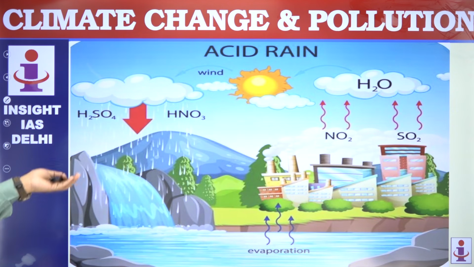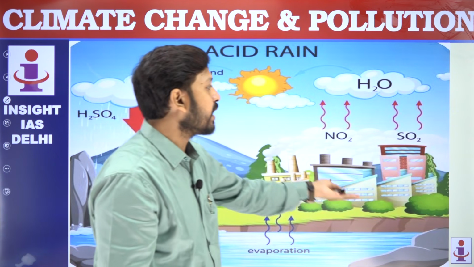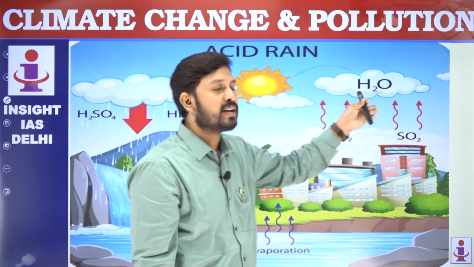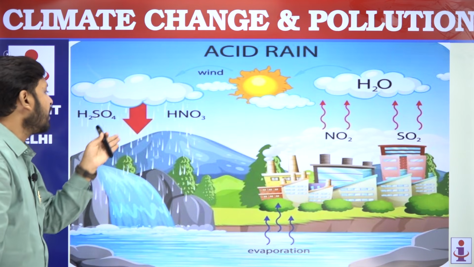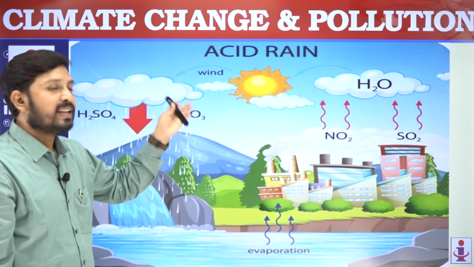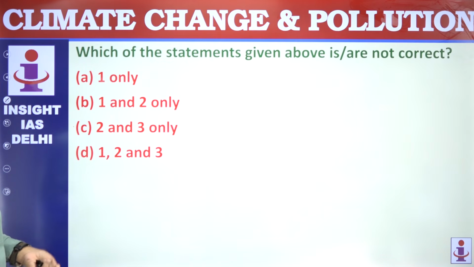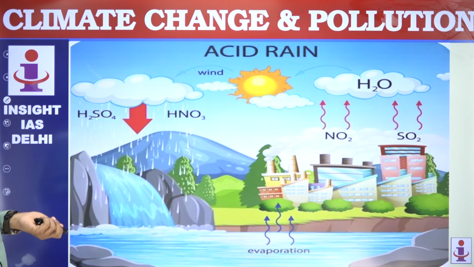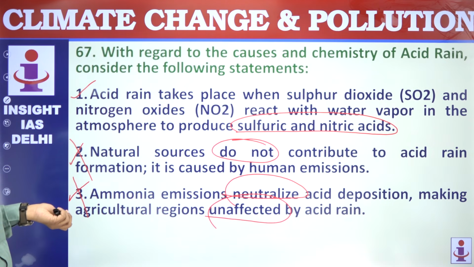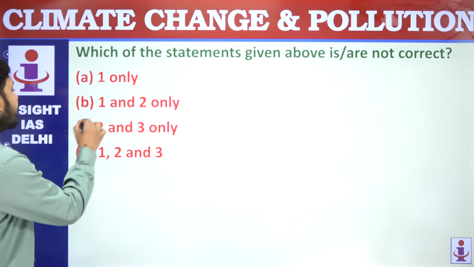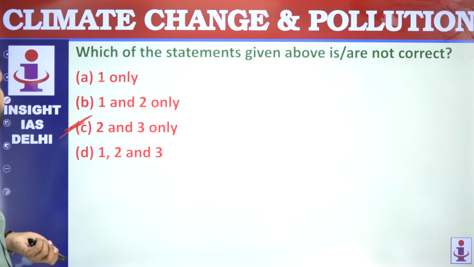So let's see, can you see this one? Nitrogen related and sulfur related compounds, when they are released into the atmosphere, react with water vapor and form sulfuric acid and nitric acid, and when they come towards the surface, they come as acid rains. So here 2 and 3 are wrong, 1 is correct. They're asking not correct. Not correct is 2 and 3. This is the answer for us.